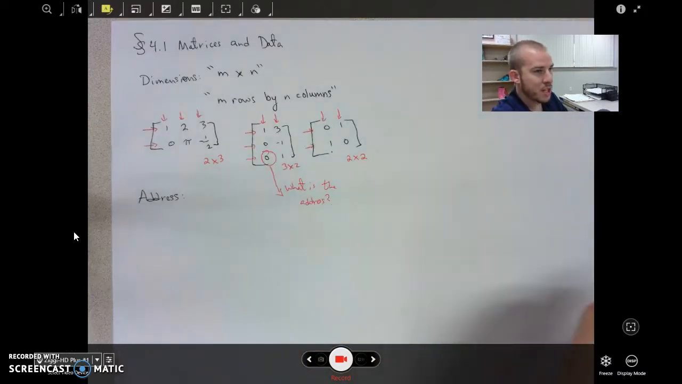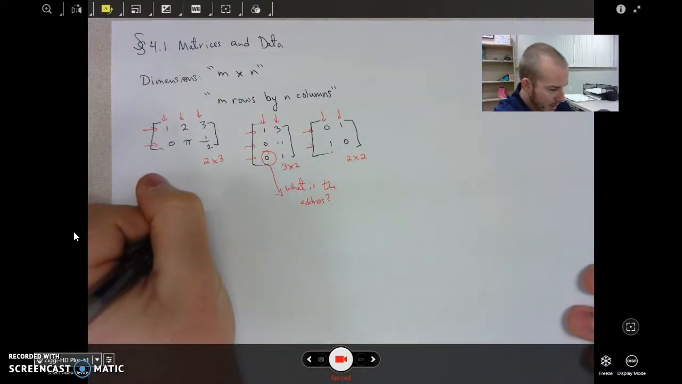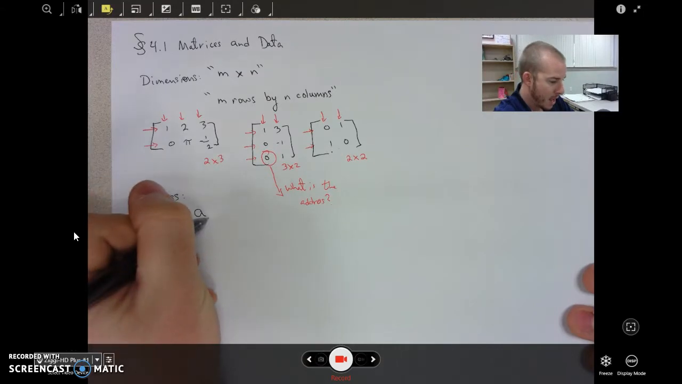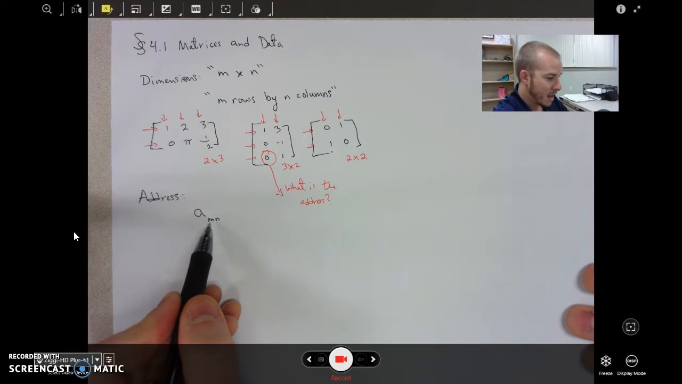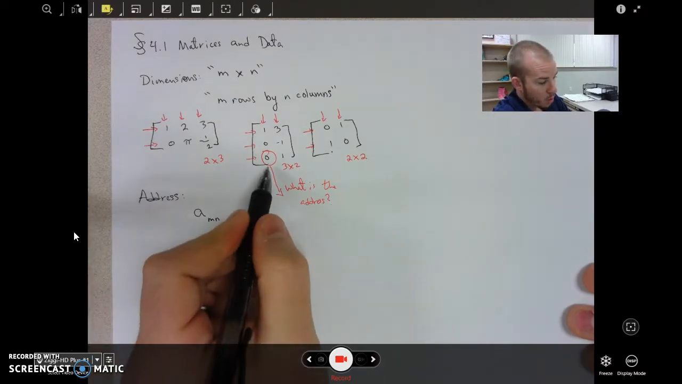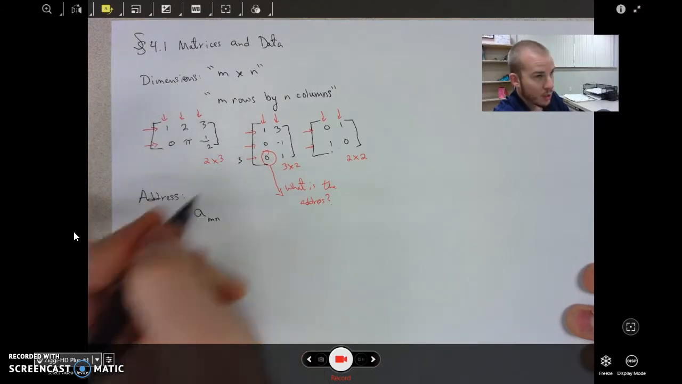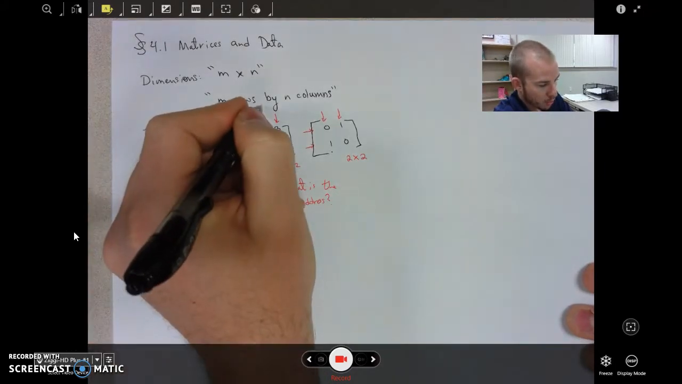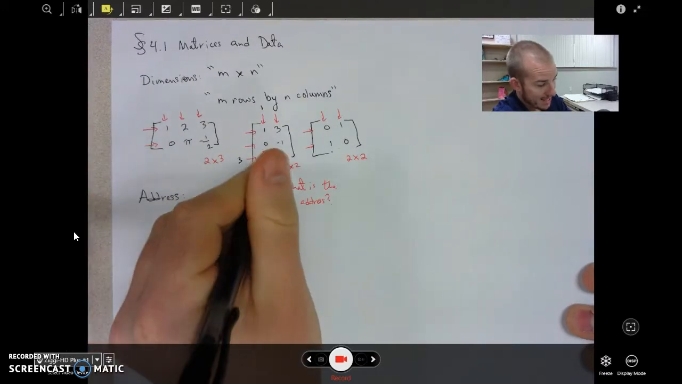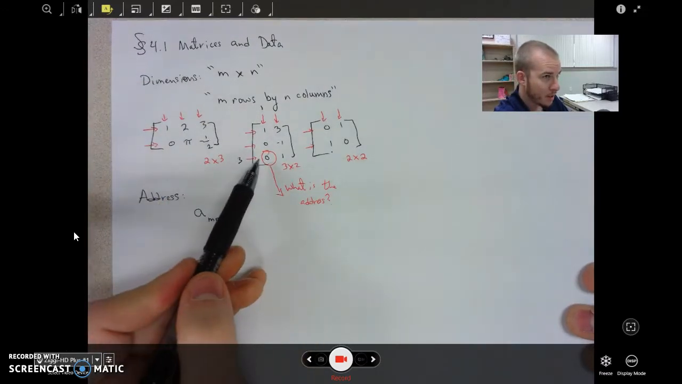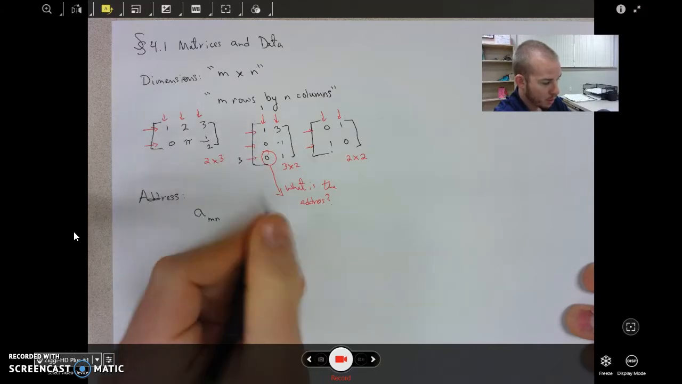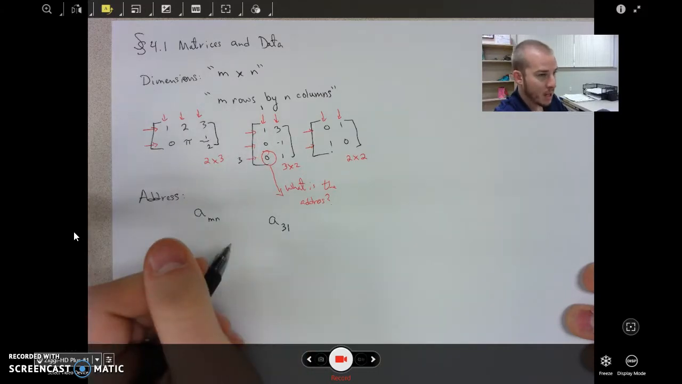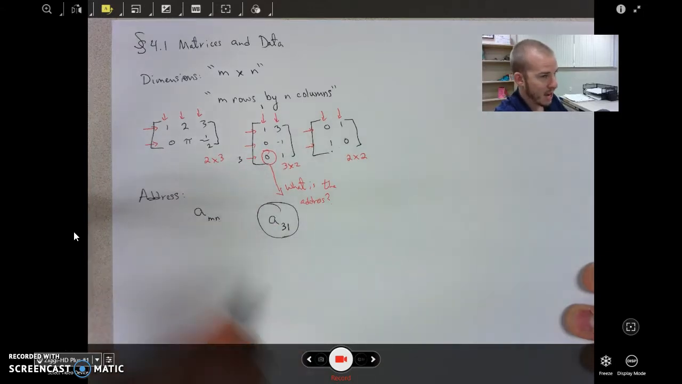In order to tell what an address is, we use a lowercase a with subscript mn. So the address is at the mth row, nth column. For this entry here, what row is it in? It's in the 3rd row. And what column is it in? It's in the 1st column. So this entry, 0, is at the address 3rd row, 1st column, a31. That's how you determine the address of something.